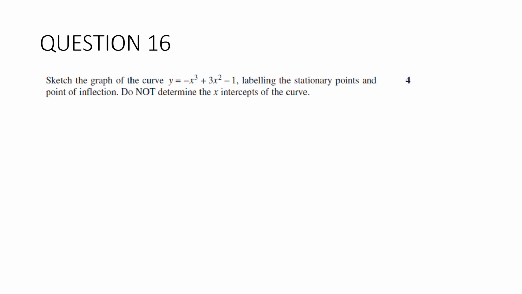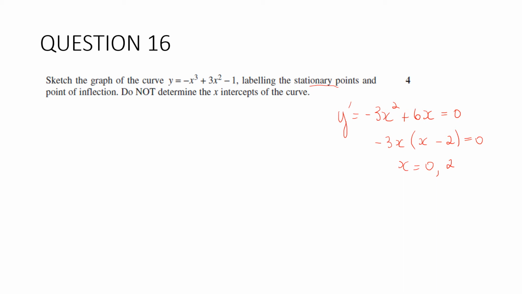Question 16. Sketch the graph of the curve y equals negative x cubed plus 3x squared take away 1, labelling the stationary points and point of inflection. Don't determine the x-intercepts. Stationary points occur when our first derivative is equal to 0. So let's differentiate: negative 3x squared plus 6x. We want to know where that's equal to 0. Let's factorize: negative 3x outside of x take away 2 equals 0. And so our stationary points are going to be at x equals 0 and 2.